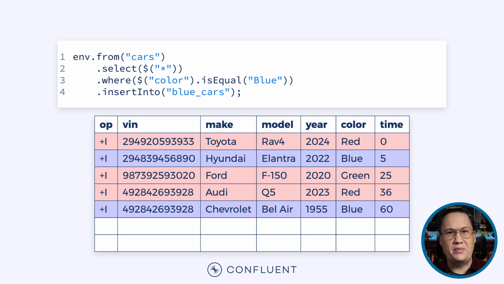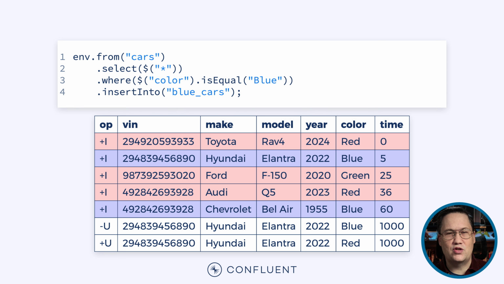In that case, the stream can emit a retraction event. This is represented by the -U that you see here. It indicates that the previous value for this record is no longer valid. Then, an update can be emitted to supply the new color. Updates are represented by the +U syntax. We can see that the car in question has changed from its original color of blue to a new color of red. Except, our query only emits blue cars, and we've already emitted this one.